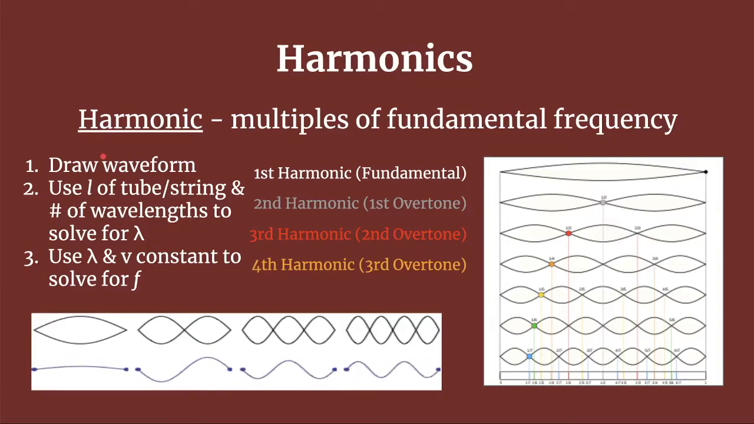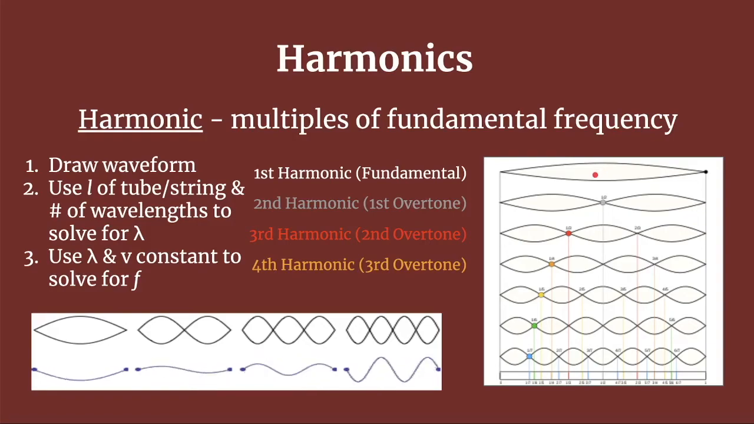When confronted by questions on this, it is helpful to use the length of the tube or string and the number of wavelengths to solve for lambda. Also, be sure to identify what you know in the equation lambda equals velocity over frequency and use it to solve. In situations where the wave is bookended by nodes, this is pretty straightforward. The harmonic number correlates directly to the number of half wavelengths, or these bumps that you can see. This is also true for antinode-antinode situations because they're basically the same, just shifted over a quarter of a cycle.